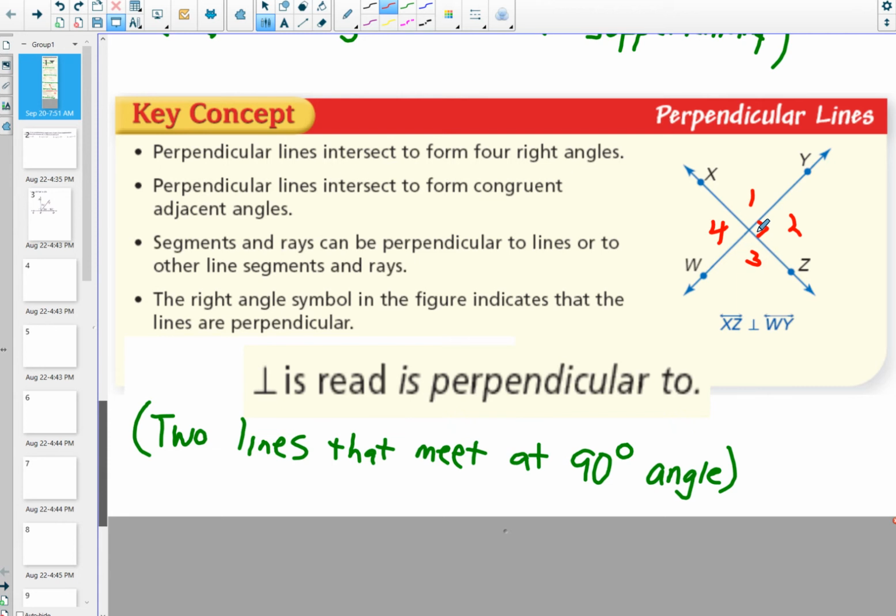The other nice thing about this graphic is it shows you the symbol for perpendicular, which I think we discussed already, but just in case you forgot it, an upside down T, that's the symbol for perpendicular. You see how they drew it here? They tell you line XZ is perpendicular to line WY.